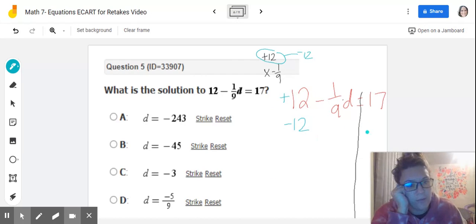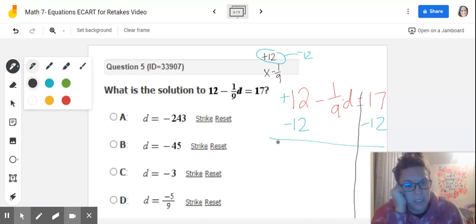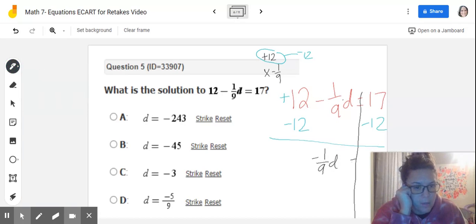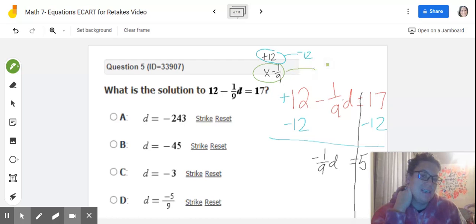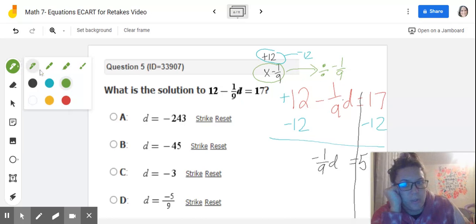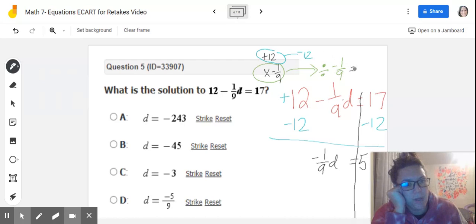You can't add 12 to 12, you're going to get 24, and we're not going to get any closer to getting that variable by itself over here. So I'm left with negative 1/9 times D equals 5. All right, and then I have to do the opposite. So this is the hard part. I'm doing the opposite of multiplying by negative 1/9, which is dividing by negative 1/9. But in elementary school, you should have learned that dividing by a fraction is really multiplying by the reciprocal. Flip the 1/9 over.